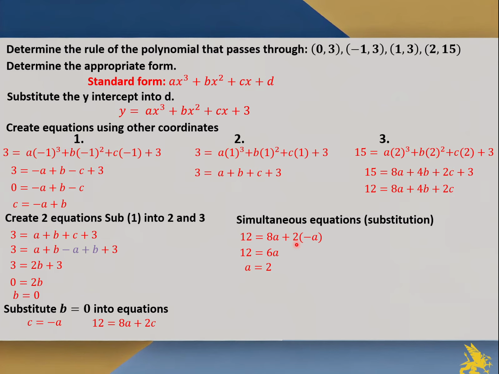Okay, now I've got this, I can find out what my c is. If a is 2, then c must be negative 2. I've got my values, so I plug them straight in. That gives me y = 2x^3 - 2x + 3.